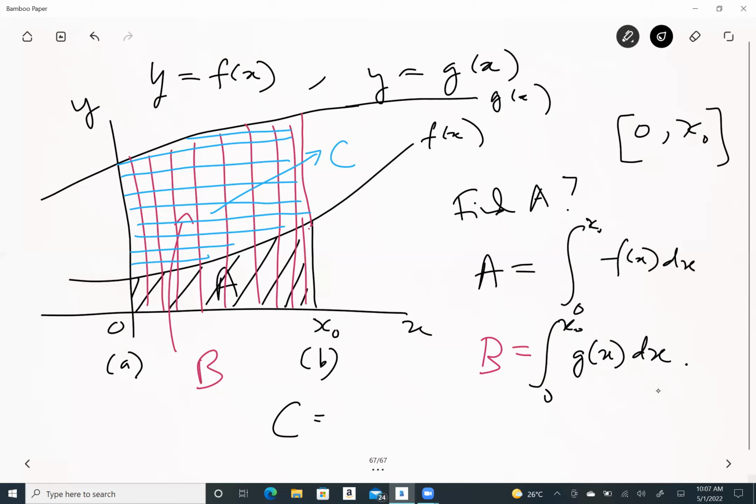G of x minus f of x. So you need the area in between the two functions. As we can see, the area under f of x is the area below that line f of x up to the x-axis. And similarly, the integral of g from 0 to x0 is the area under g of x up to the x-axis.